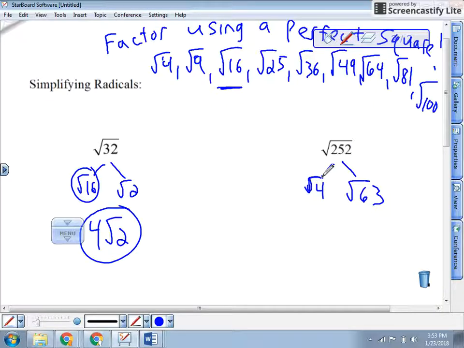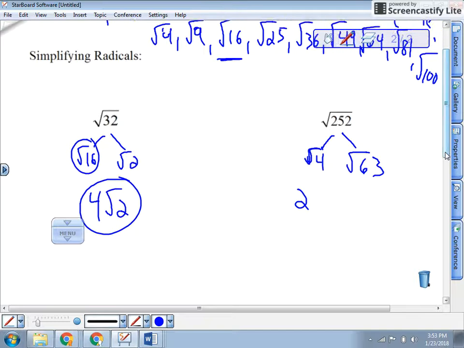Now, square root of 4, that is a perfect square. That becomes a 2. Now, root 63, though, you always got to check. Can we break this down further using perfect squares? We can. Root 9 times root 7. Root 9 is a perfect square. That becomes a 3 times our root 7.